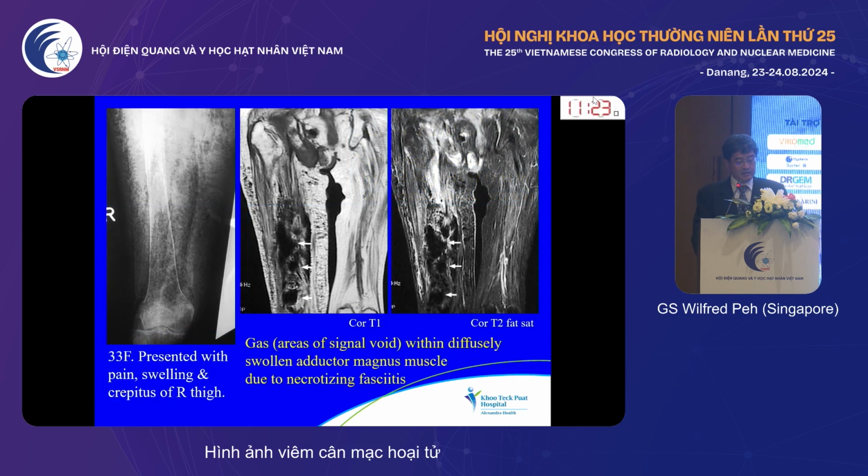This is another patient, a 33-year-old female who presented with pain, swelling, and this time crepitus of the right thigh. The radiograph on the left shows a lot of gas in the soft tissues. And on MRI, you can see there are black areas of signal void as indicated by the arrows. These represent gas, and this is better seen on the T2 weighted images.